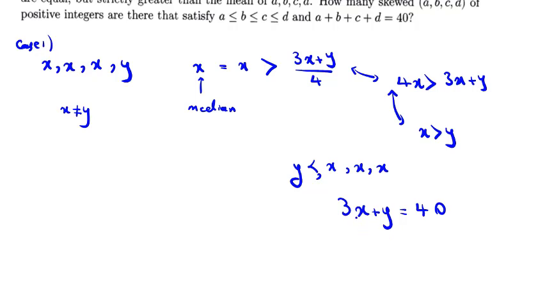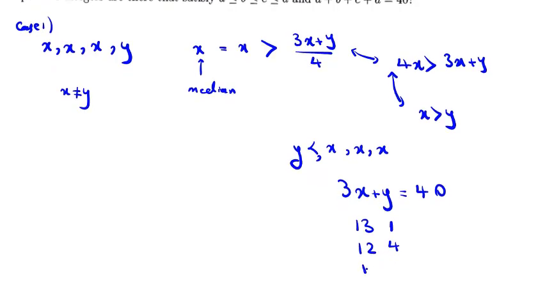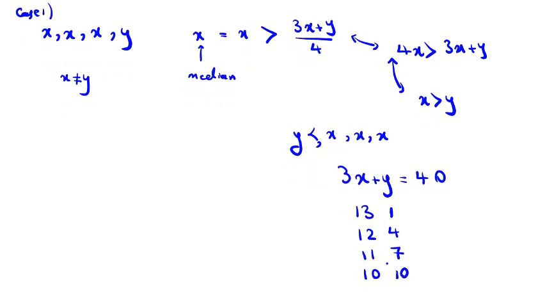Let's consider the case x is at most 13. So x is 13, y is 1; x is 12, y is 4; x is 11, y is 7; x is 10, y is 10, and we know it's not possible because x is strictly greater than y. So here we have 1 answer, 2 answers, and 3 answers. Now let's consider the second case.